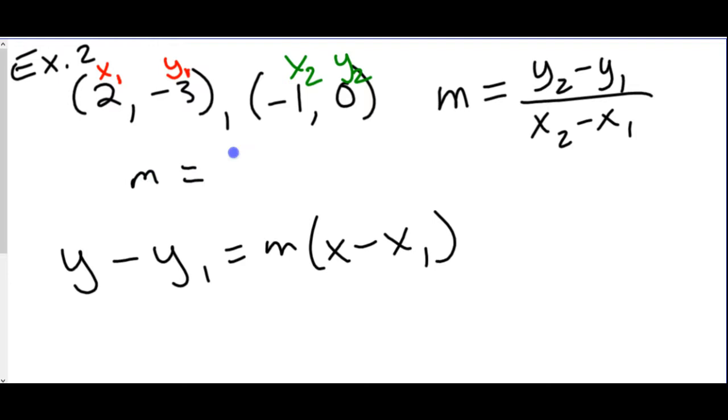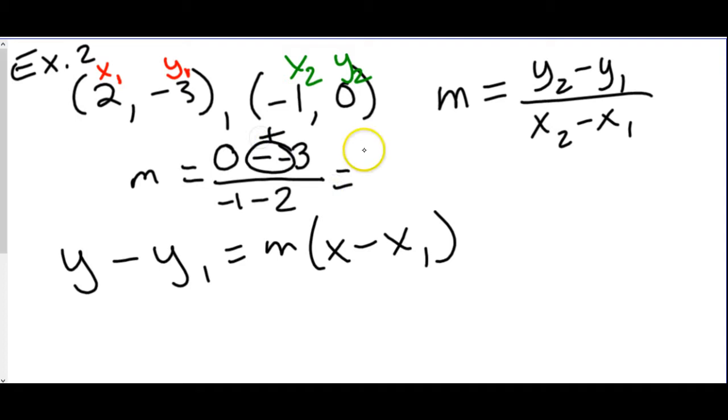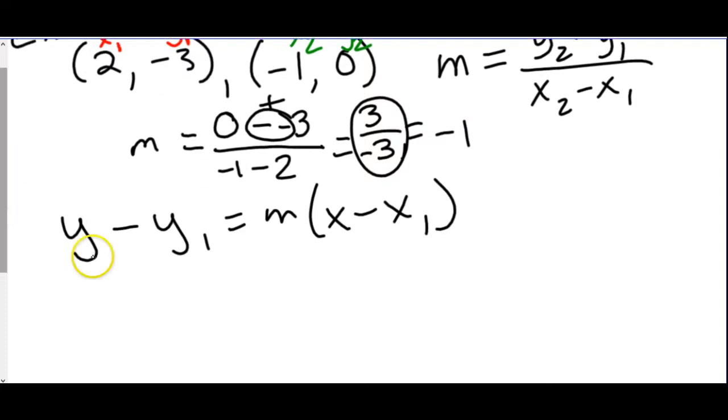Slope is y2, we said y2 is 0, minus y1, -3, over x2 minus x1, so -2. And negative outside a negative really makes this plus, so 0 plus 3 is 3. -2 minus -1 minus 2 is -3. And then if we can, we divide. 3 divided by -3 is -1. So now we have to go plug it into our point-slope form. Well, we definitely know to use -1 for slope. We just solved for it.